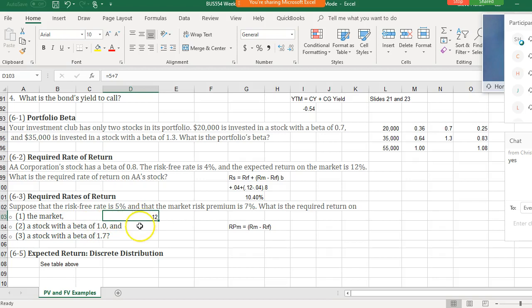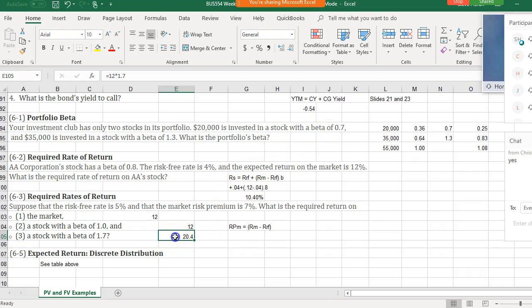The stock with the beta of 1. Well, the return on the market is 12, and the beta of the market is 1, so the answer is still 12. Nothing's changed here, so the answer for 2 is still 12. The bottom one, though, is going to be different. A stock with a beta of 1.7, that's quite risky, right? So I would take that 12% and multiply it by the beta of 1.7, and I get 20.4%.